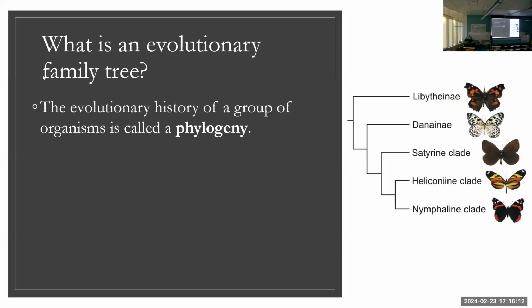So, the evolutionary history, what I just showed you. Let's say the two modern groups of squirrels that we had came from this one single ancestral group. The evolutionary history of a group is called a phylogeny.